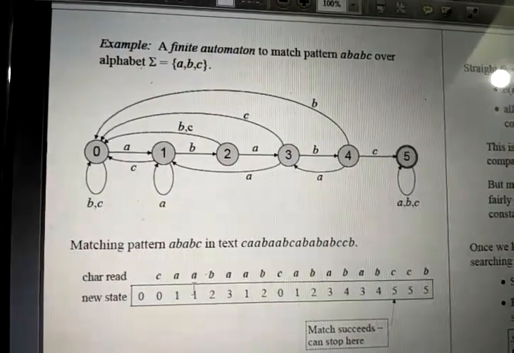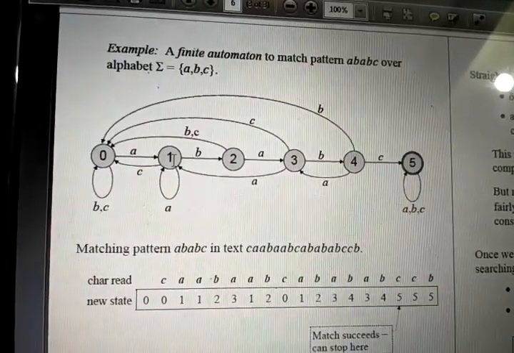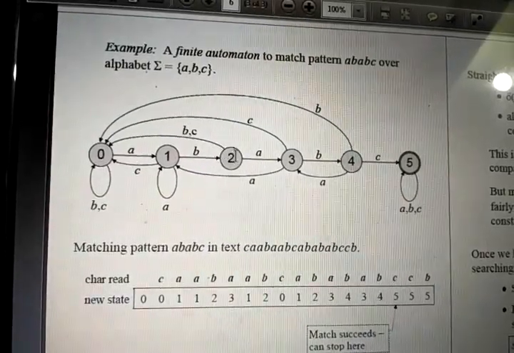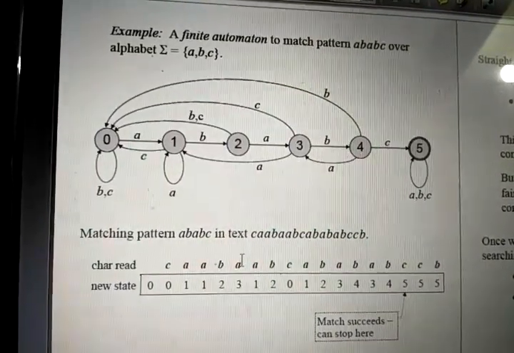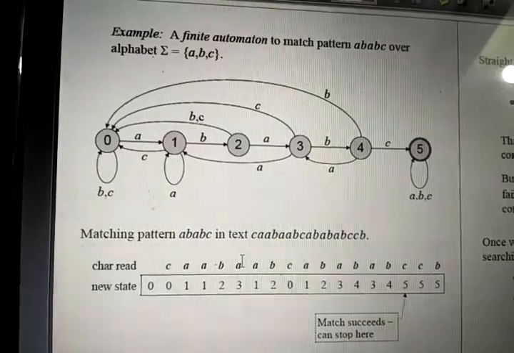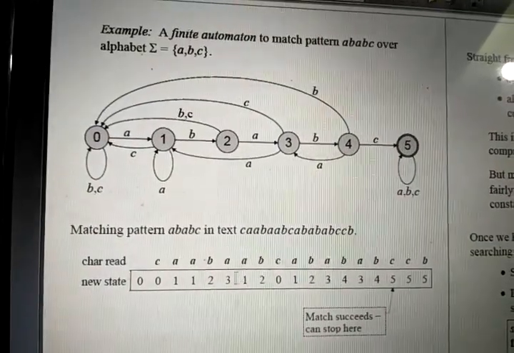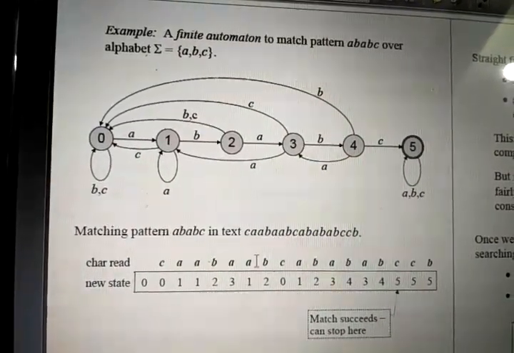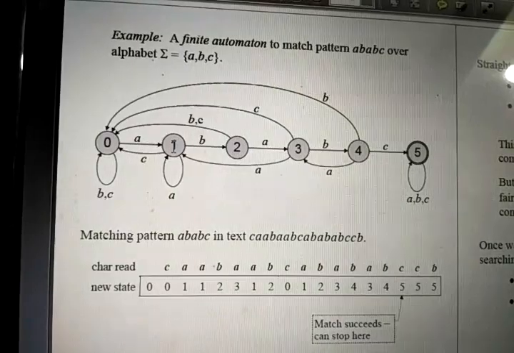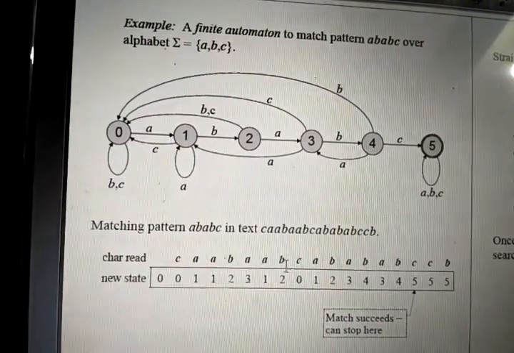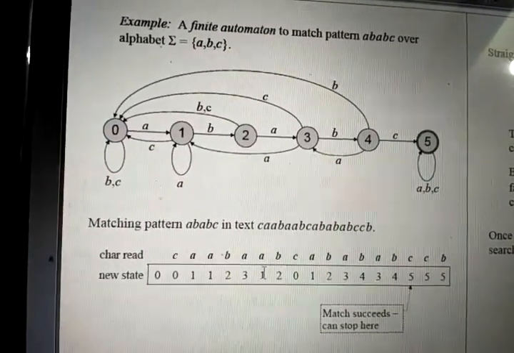This is written here. We are at state 1 and the next input is B. So what will happen? We need to see the diagram. We are at state 1 and the next input is B. So we will reach state 2. Here it is written. We are at state 2 and the next input is A. So what will be the state? We will move to state 3. That is written here. We are at state 3 and the next input is A. So we will come back to state 1. This is done here.